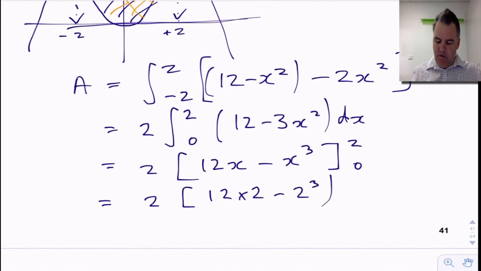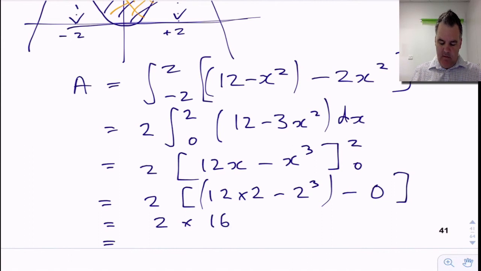It's really important that you write this step really carefully, guys. Don't skip any of these steps. Okay, so 2 times 24 minus 8. 24 minus 8 is 16. So that is 32. So that is 32 units squared is the area between those two curves.